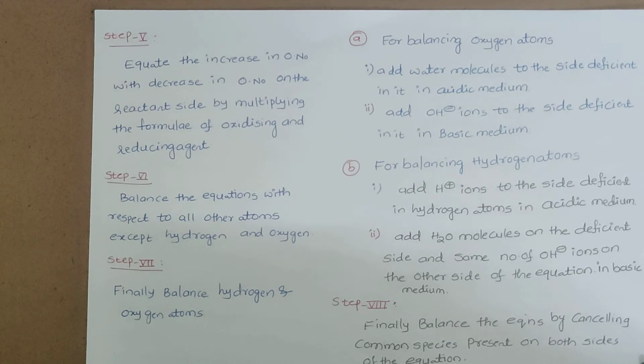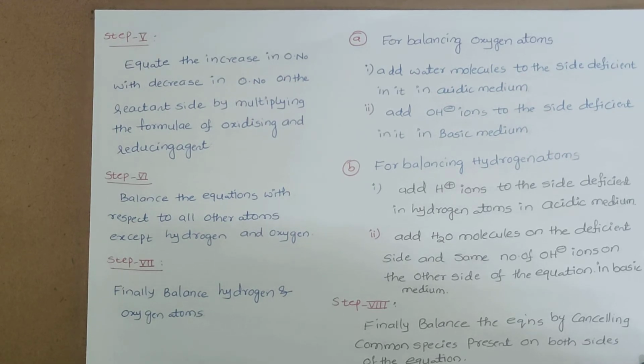After that, you can calculate how much the oxidation number increases and how much it decreases. Then the total increase and total decrease in oxidation number with respect to those elements will also be calculated. To equate the increase and decrease in oxidation number, we need cross multiplication of the oxidizing and reducing agent. After that, we balance the equation with respect to all other atoms except hydrogen and oxygen. That is step 6.